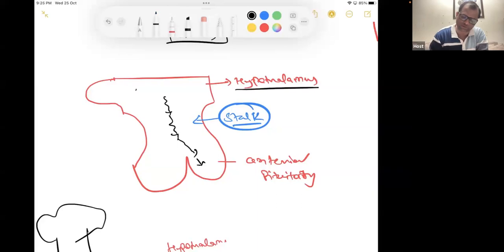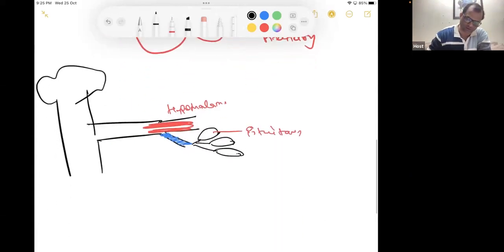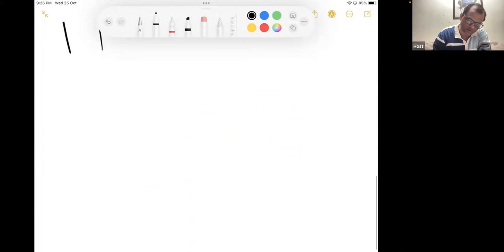So whatever is formed in the hypothalamus, with the help of the pituitary stalk, it's coming to the anterior and the posterior pituitary, right? Now, two things I would like to tell you about the hypothalamus. Only two things. If you might want to forget, no problem. You can forget it, but I will tell you here. So suppose this is the hypothalamus.